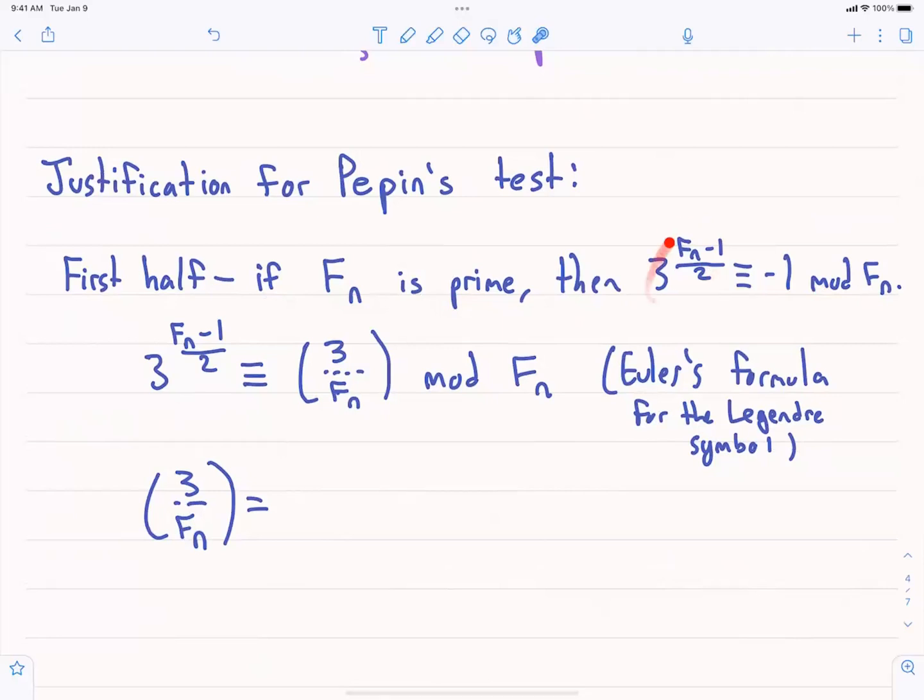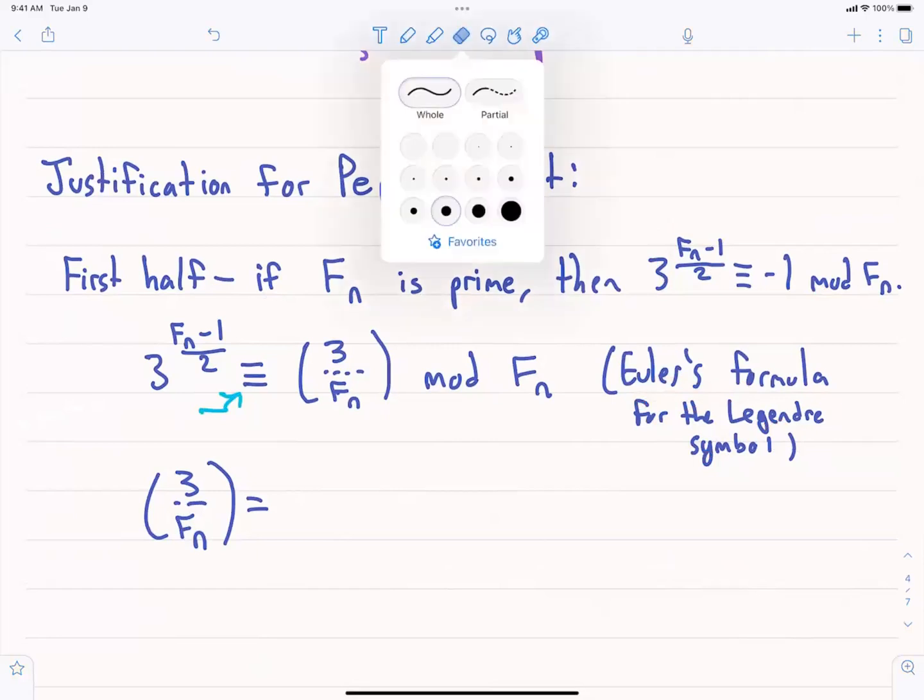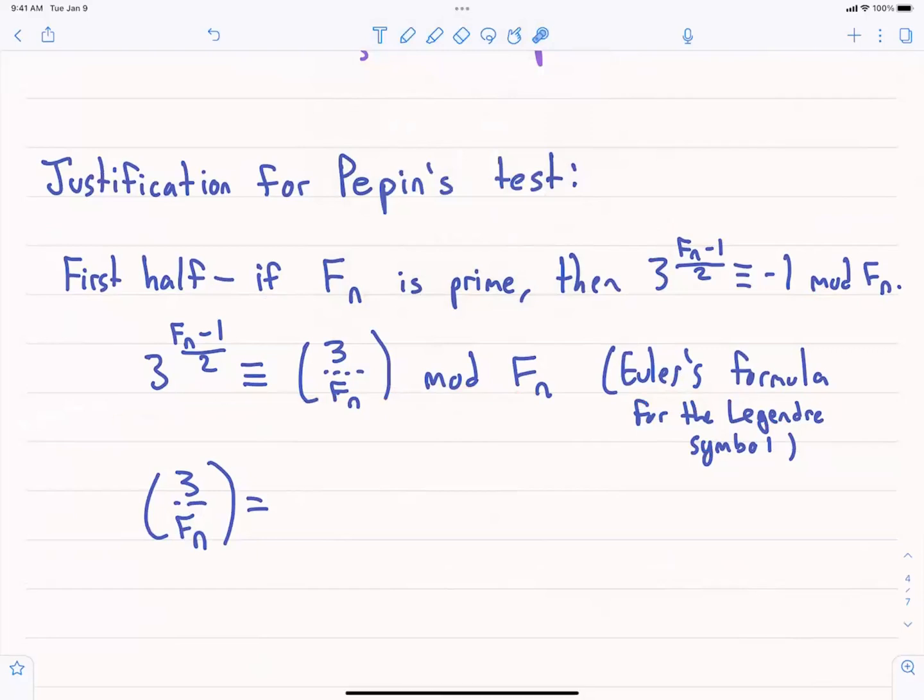Okay, so let's just compute this thing, 3 to the (Fn minus 1) over 2 mod Fn. Well, here's where we use quadratic reciprocity. We have to remember that 3 to the (Fn minus 1) over 2 is just computing the Legendre symbol modulo Fn. This is Euler's formula for the Legendre symbol. I wrote that over here. Euler's formula for the Legendre symbol says this holds. So really, we just need to compute the Legendre symbol of 3 over Fn.